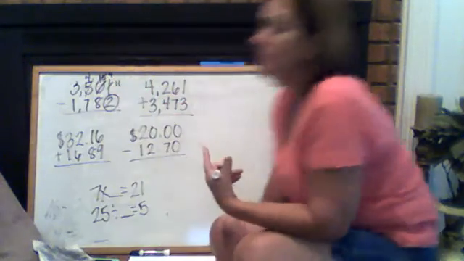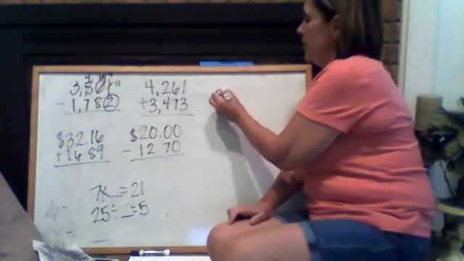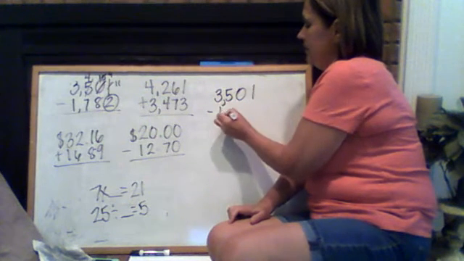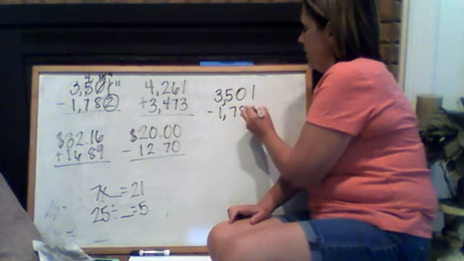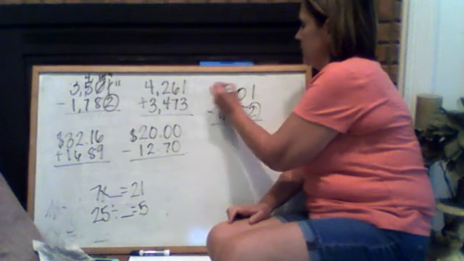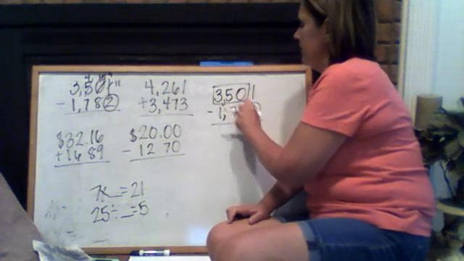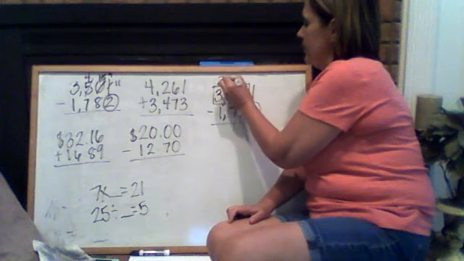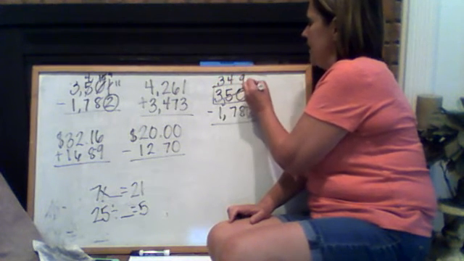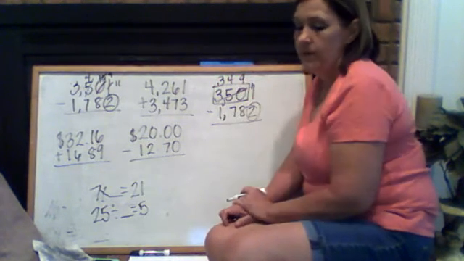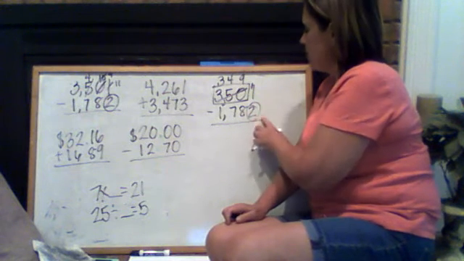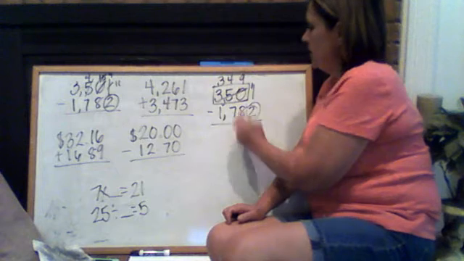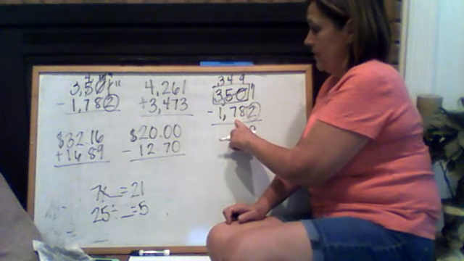Now, if I were you, and I were at home, instead of doing that extra step, the bottom is bigger, I'm going to borrow, so I'm going to make this 350 tens, and I'm going to borrow 1, and now I have 349 tens, and this becomes 11 ones. 11 take away 2 is 9, 9 take away 8 is 1, cannot do 4 take away 7, can I?